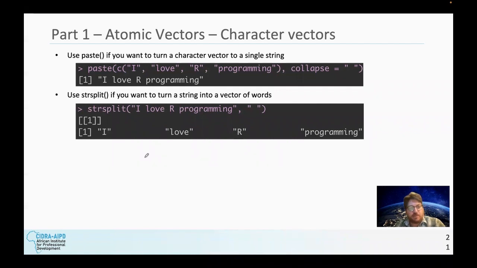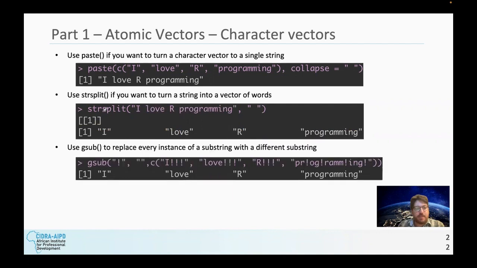String split is sort of the same idea, but in reverse. So you have a single string and you want to split it into its individual elements. So I give it this string and I tell it to split it based on a space. So this could be any string you want. In this case, I'm saying the split is a space. So it's giving me each word individually. So this is a vector of words. If you notice these double square brackets here, this means that what this function is actually returning is a list. And we'll talk about that in the next section. So don't worry about that right now.